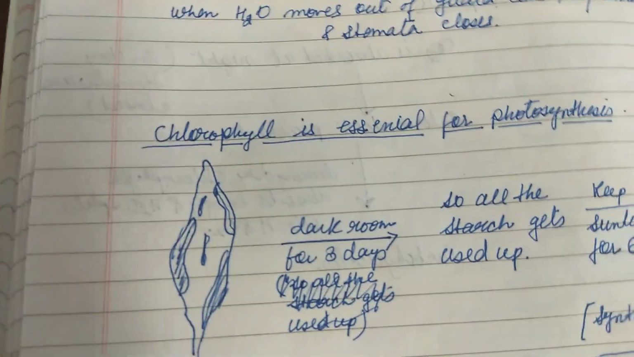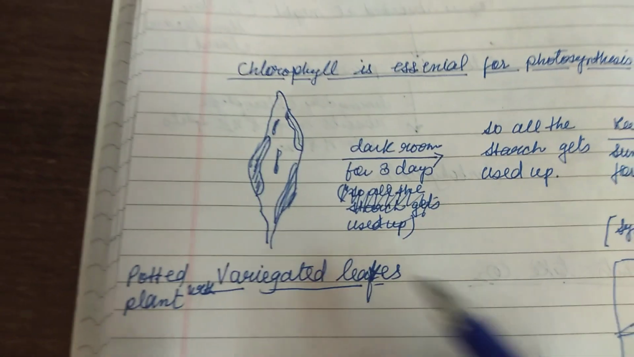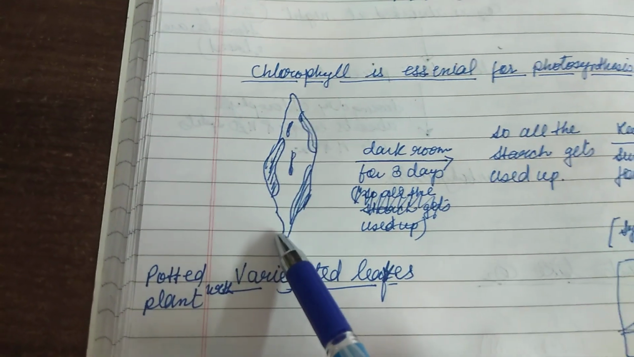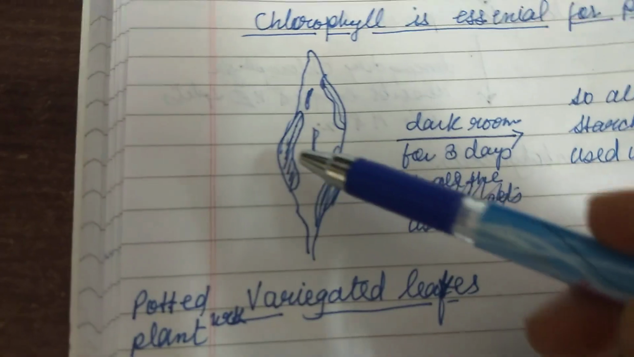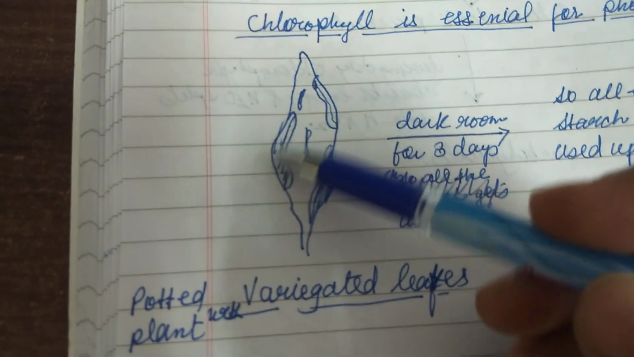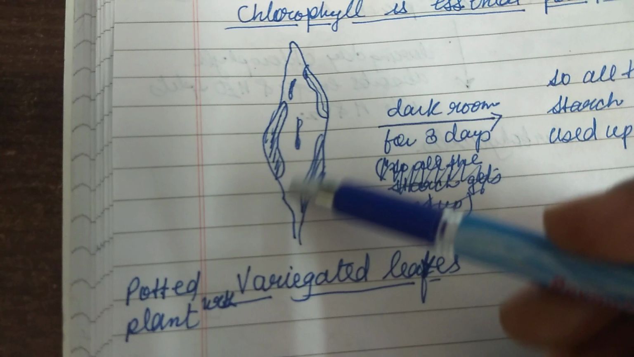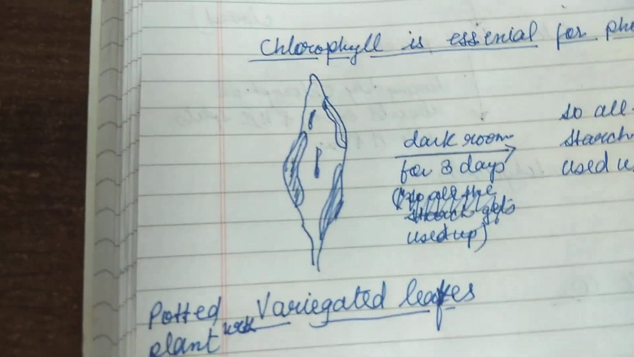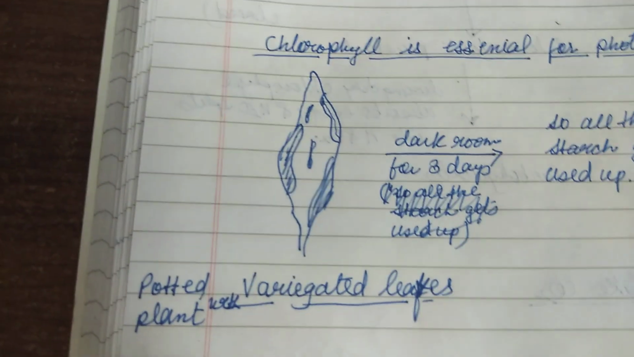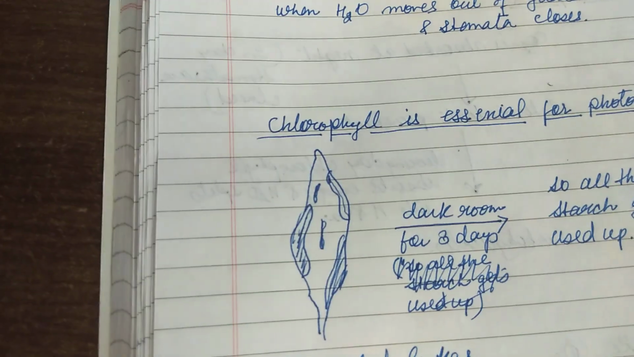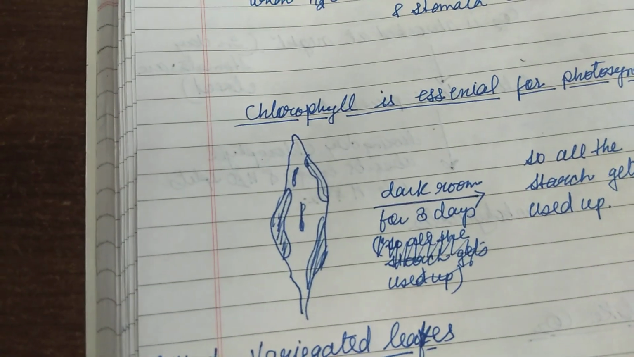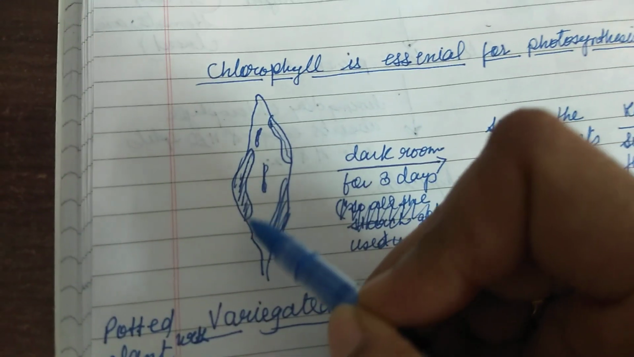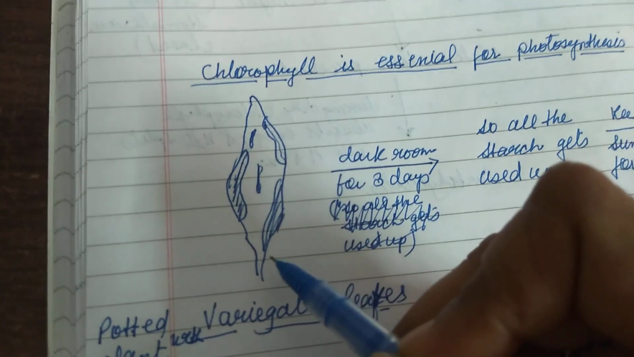In this activity, first we have taken variegated leaves. Variegated leaves means that somewhere they are dark green in color and at many places they are pale. So chlorophyll is present in the dark green area, right? And it is absent where the area is pale. This is called a variegated leaf, and this is in a potted plant.